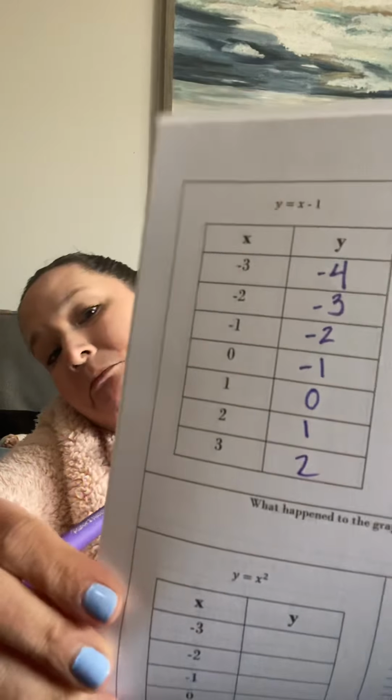-3 minus 1 is -4. -2 minus 1 is -3. -1 minus 1 is -2. And I keep going with this pattern till I get this table.